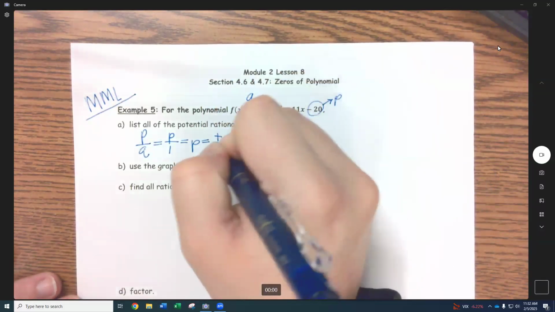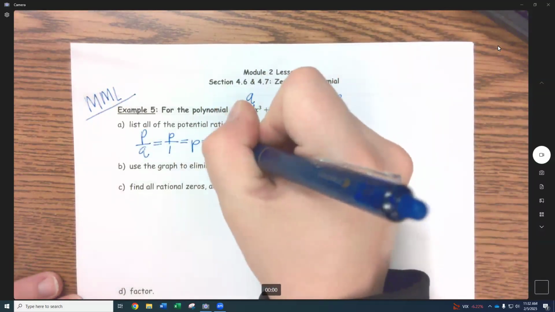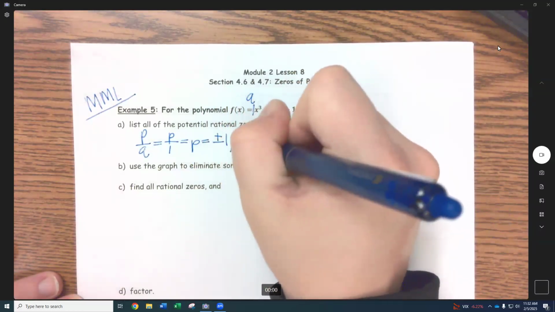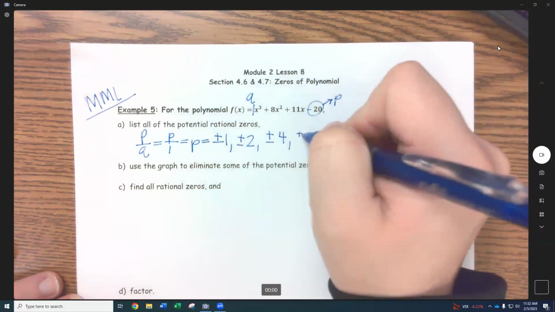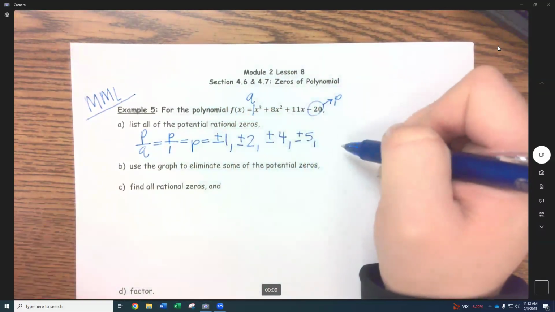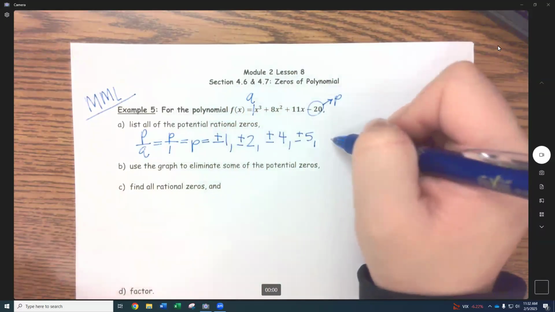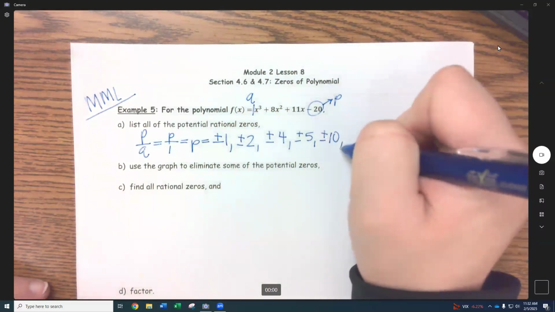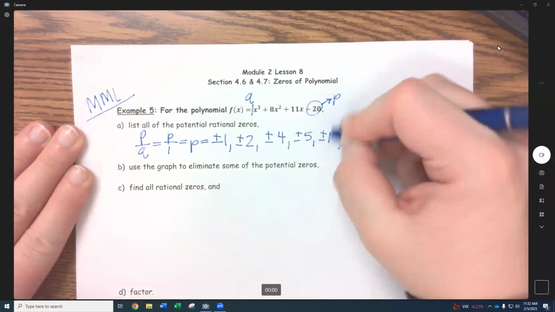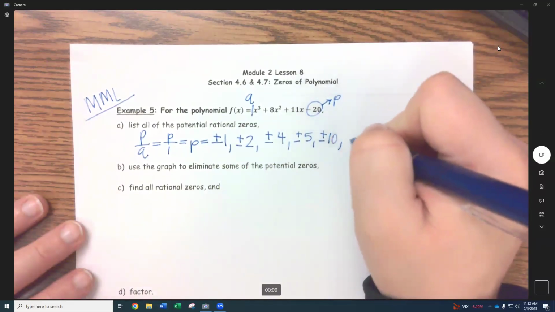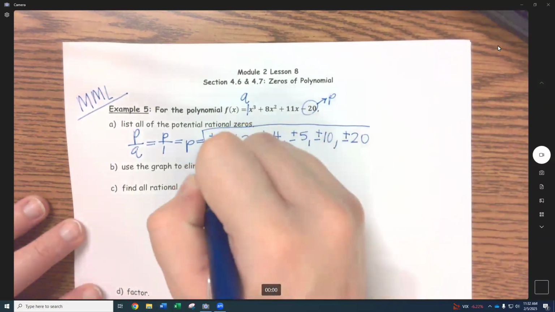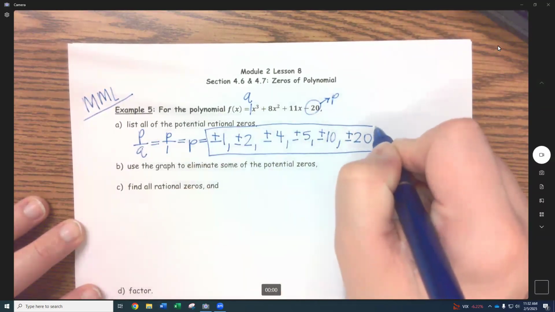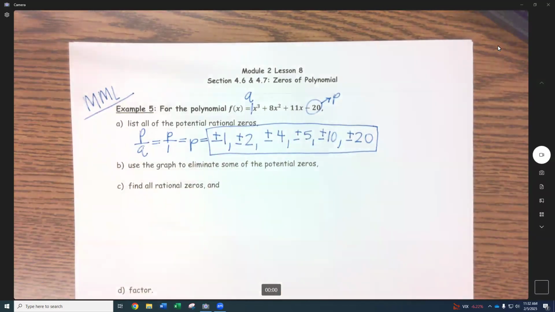Okay, so to get to 20, that would be plus or minus 1, plus or minus 2, 3 doesn't go in, but plus or minus 4, plus or minus 5, 6, 7, 8, and 9 don't go in, but plus or minus 10. And then that is half of 20, so nothing else is going to go in there. So those are my potential rational zeros.